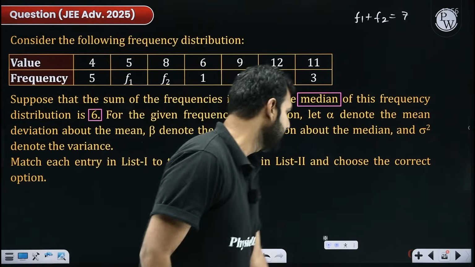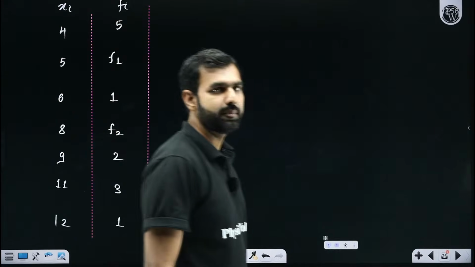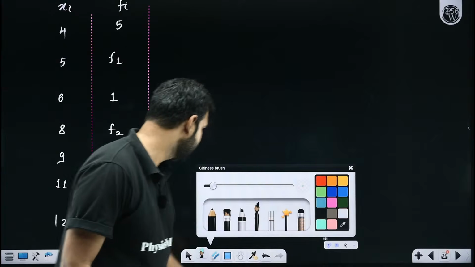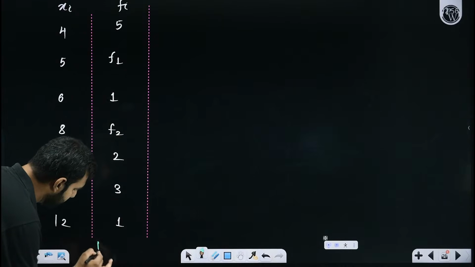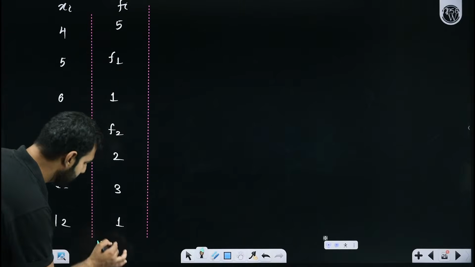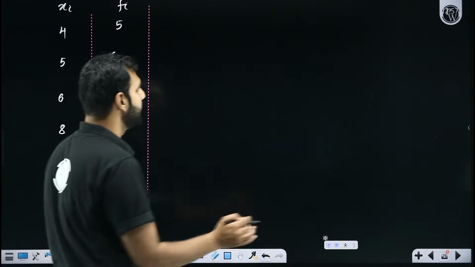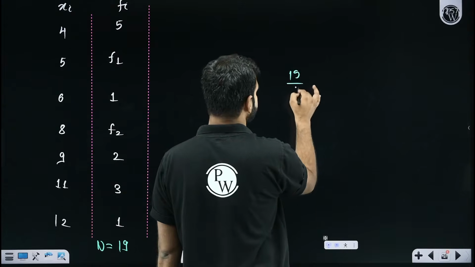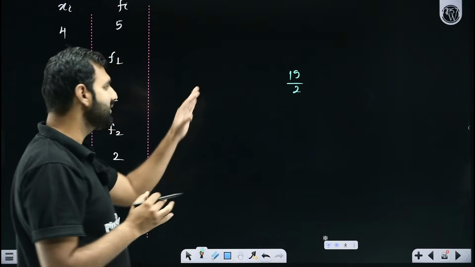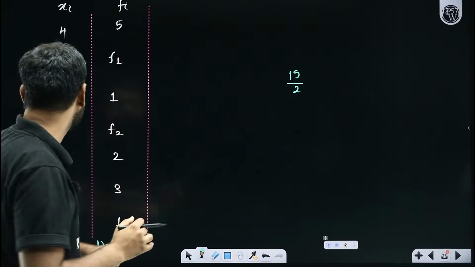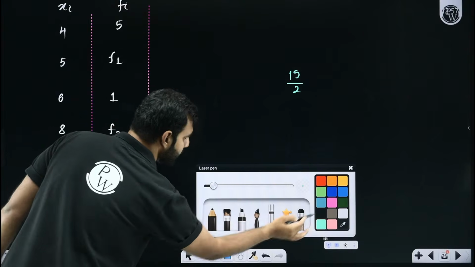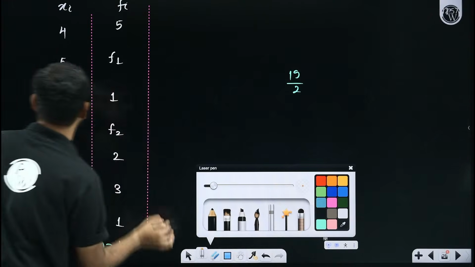What does it mean? How do we find the median for this? If I'm interested in finding the median here, capital N, the total frequency, is 19. So with this capital N as 19, the median will be found with respect to 19 by 2. Whatever frequency contains this 19 by 2, that will be the median here. But the median is said to be 6. What does it mean?